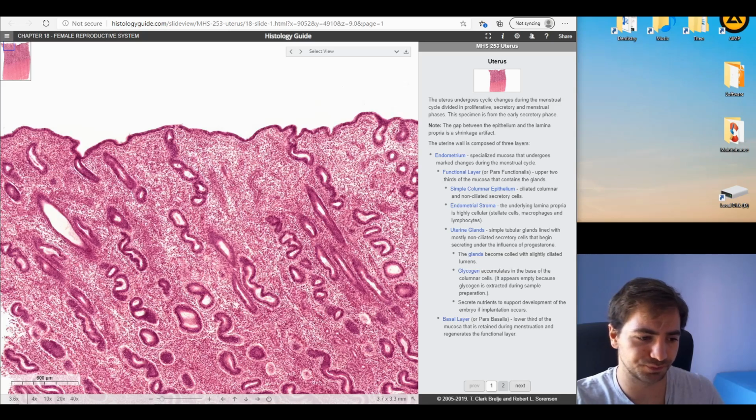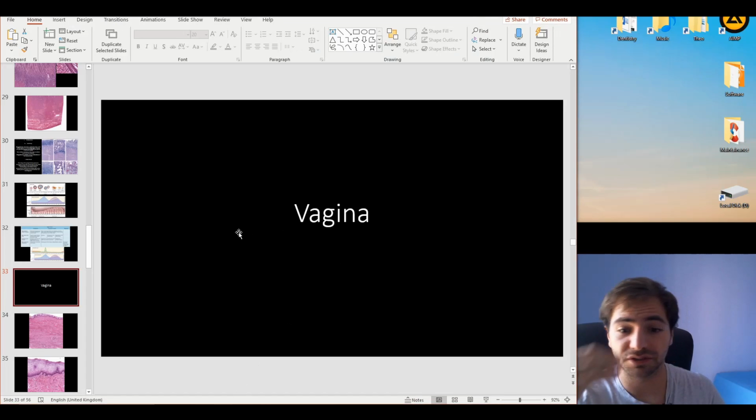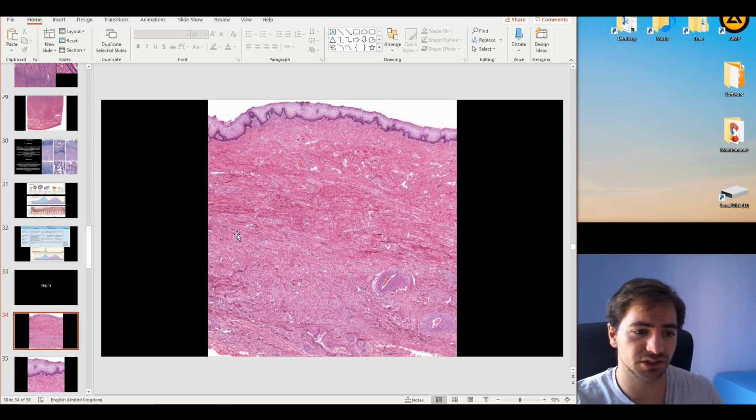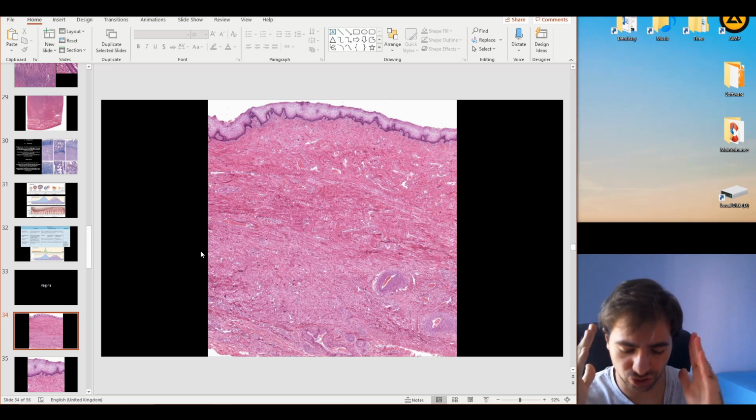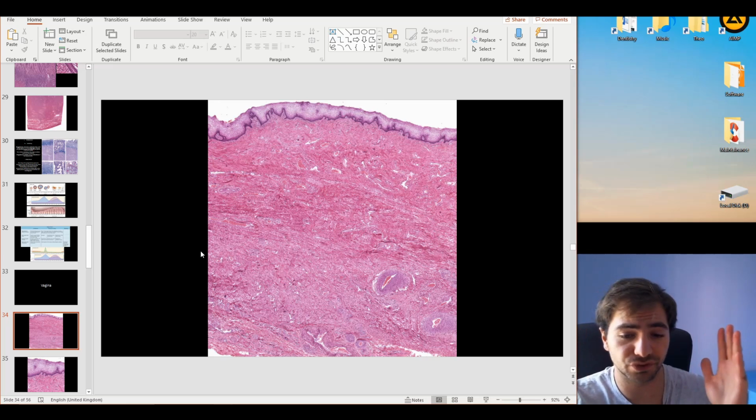So let's move on. Next up we're going to talk about the vagina. The vagina is an organ that is continuously bathed in liquids, and because of this wet nature, we're going to tend to have the stratified squamous non-keratinized epithelium. Always remember this train of thought: whenever you have a wet area, you should directly think non-keratinized epithelium. For example, the upper part of the esophagus is going to be stratified squamous non-keratinized.